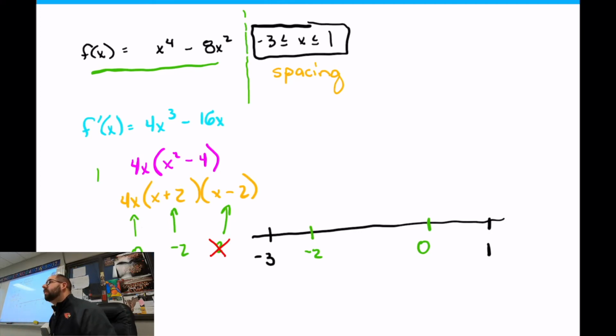I just randomly picked one. Okay, are we good so far? What did you just do? I factored my first derivative to figure out the potential critical points, and I put them on my number line.